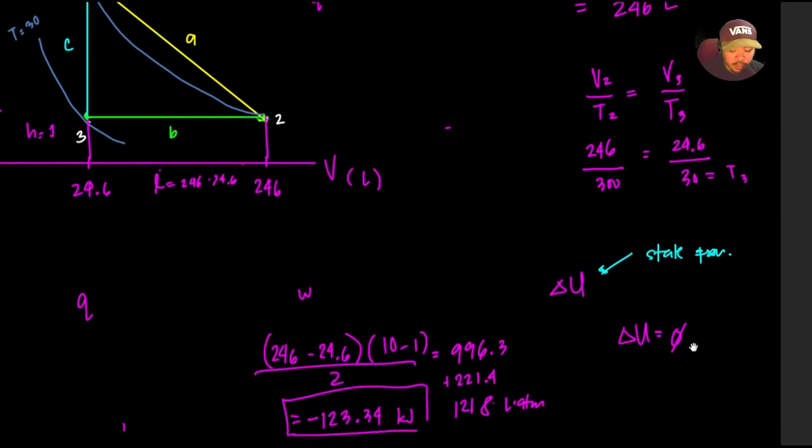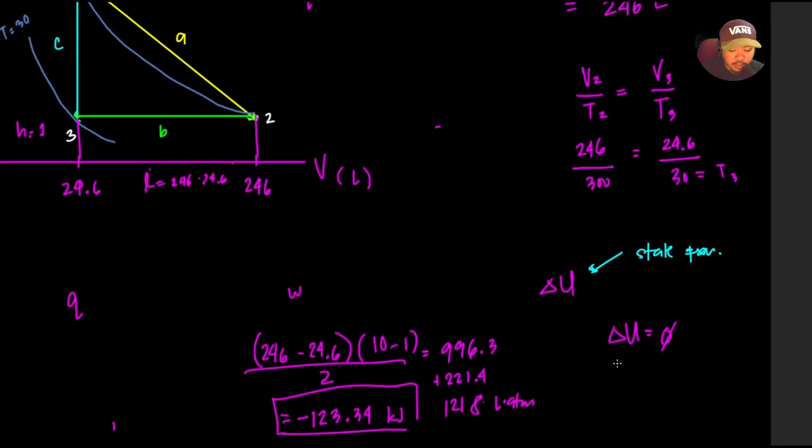Or pwede rin, I can argue that, diba, for any delta U, for any path, pwede ako maghanap ng equivalent path that is an isochoric process. An isochoric process always has delta U equals CV dT because isochoric, yung work done is equal to 0, no?